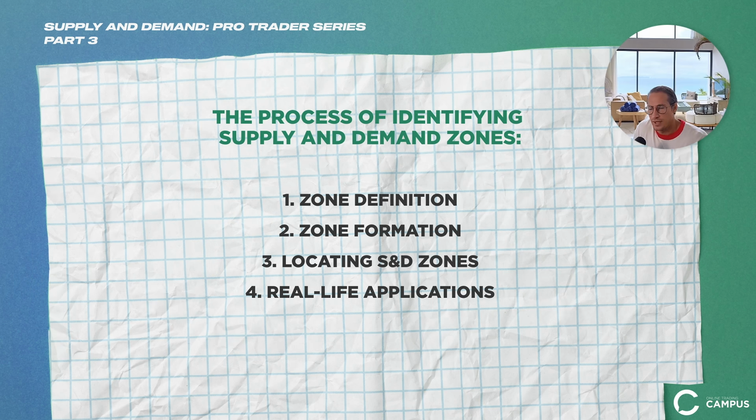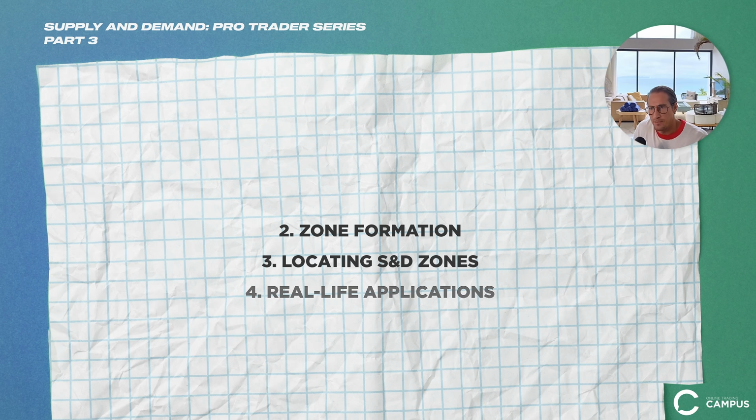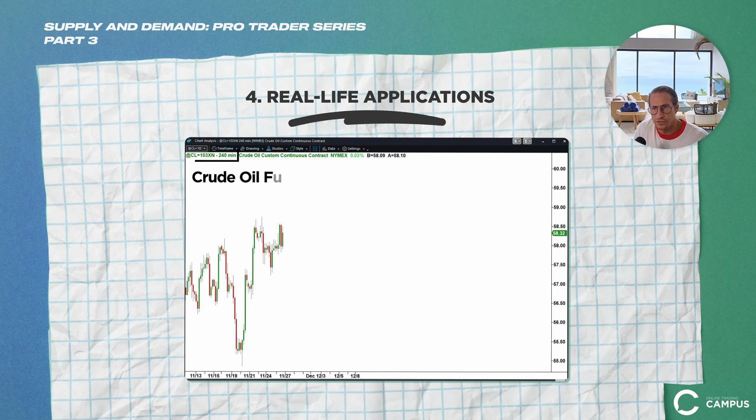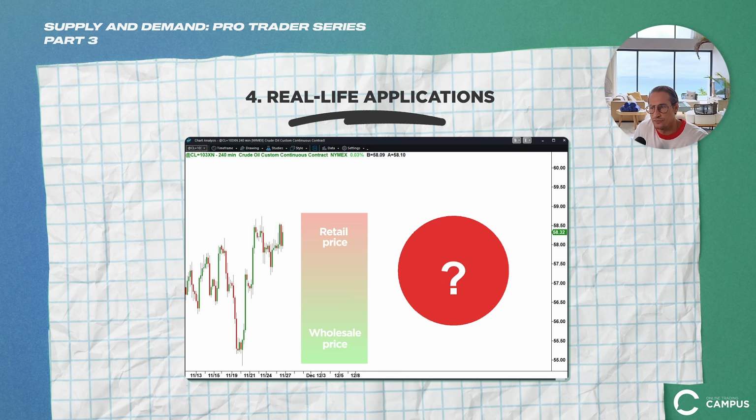Let's put into practice what we just learned: the basic steps to identify a demand zone. This is oil futures, 240-minute chart, weekly income. Let's start with the process. What do you have to do first? Identify current price, correct. That's here.